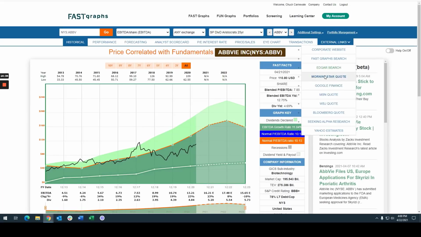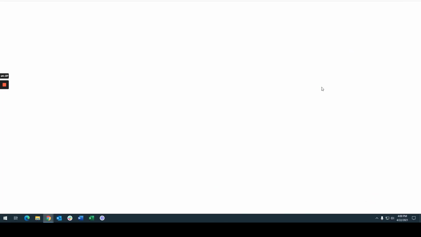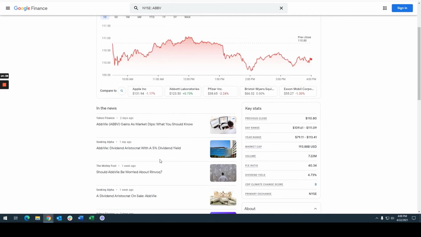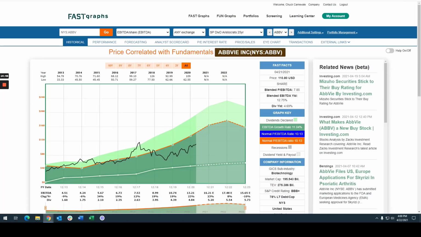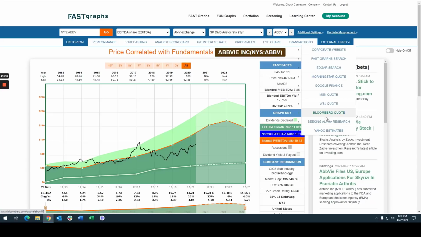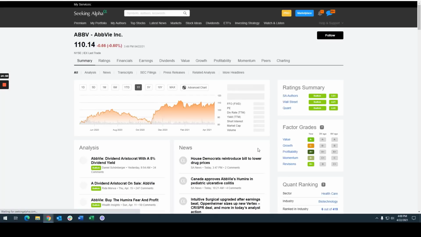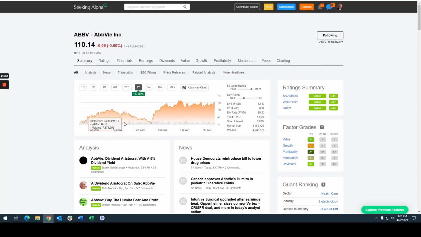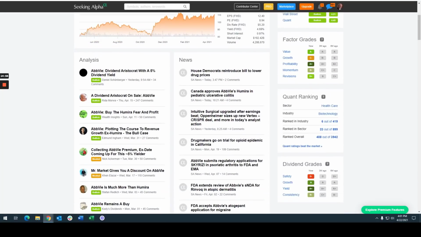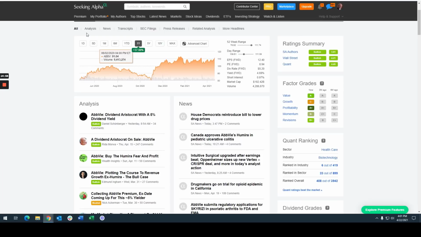I might go into, for example, Google Finance. Okay, and Google Finance would give me access to some research reports, and I'll show you things like Seeking Alpha and Yahoo Finance here in a minute. I can actually access those directly through FastGraphs. So I can go into Seeking Alpha and I can see if there are any articles. This is crowdsourced research here. Some of the research here is excellent. Not all of it is. So I try to discern my way through.